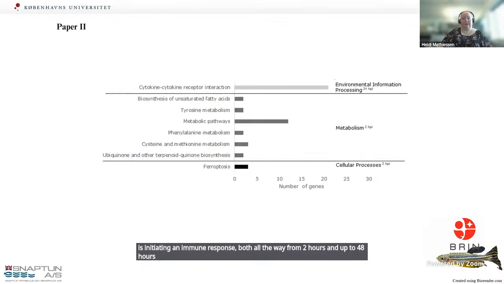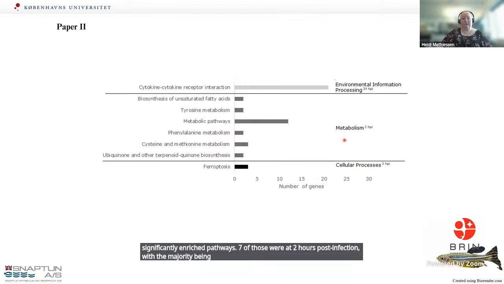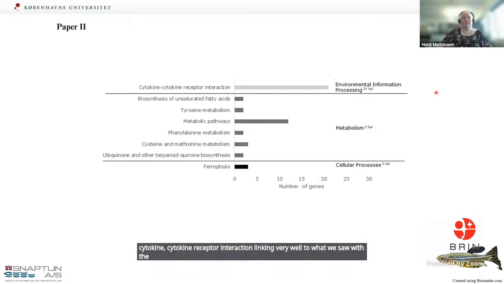We also did the KEGG pathway analysis, where we got 8 significantly enriched pathways. 7 of those were at 2 hours post-infection, with the majority being associated with metabolism, and 1 with a cellular process, which was ferroptosis. Then 1 at 24 hours was the cytokine receptor interaction, linking very well to what we saw with the gene ontology and what we can also see through literature and through paper 1, where it's clearly showing that cytokines are being highly affected by an infection with EEC.